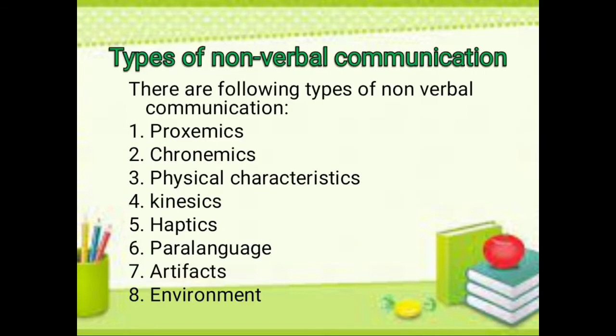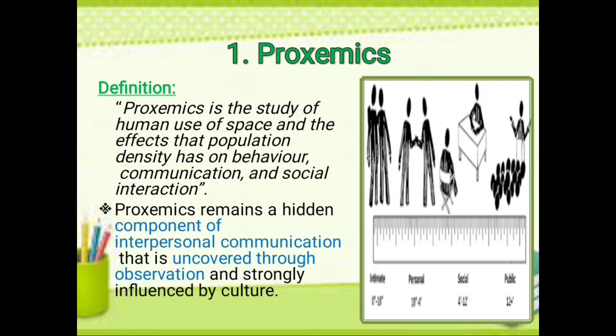The first one is Proxemics, then Chronemics, physical characters, Kinesics, Haptics, Paralanguage, artifacts, and environment. So let's discuss it one by one with examples. Proxemics. Proxemics is a study of human use of space and the effects that population density has on behavior, communication, and social interaction. Proxemics remains a hidden component of interpersonal communication.